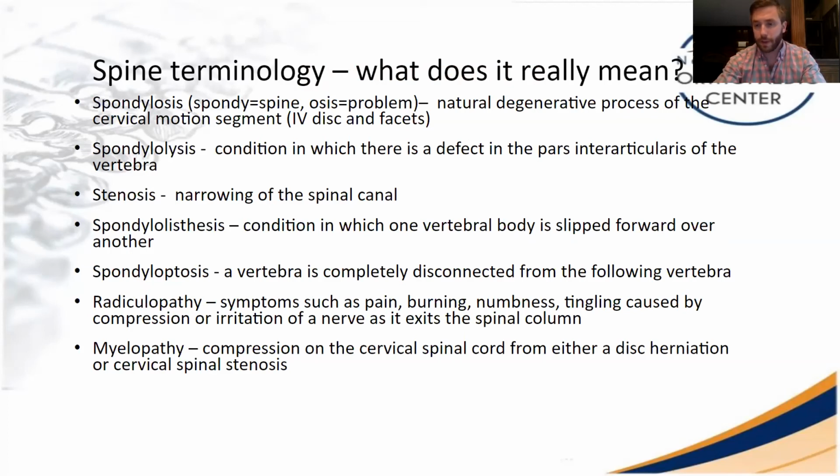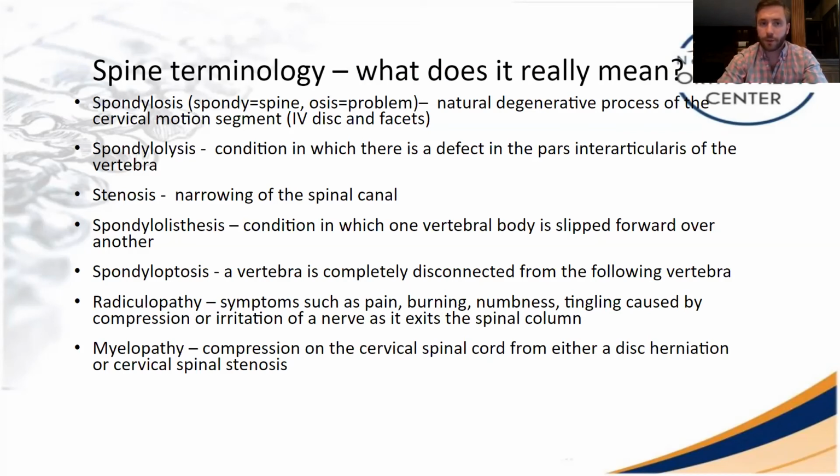Stenosis, this is when the spinal canal is narrow. And usually what I tell patients is, you have nerve roots, normally they're free floating like spaghetti. Stenosis is when the canal gets smaller and bunches up those nerve roots together. It can also be the spinal cord if you're in the cervical or the thoracic spine.